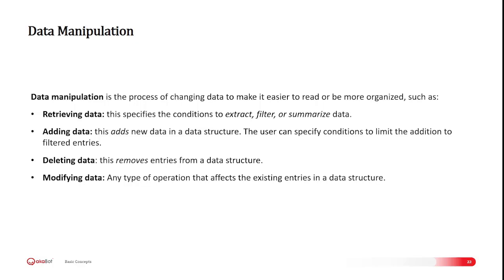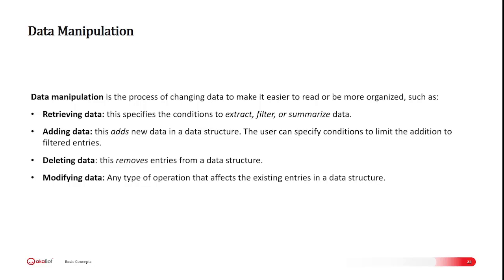Next, we have adding entries. With these operations, you can insert new elements into a data structure. You can even apply conditions to ensure only filtered items are added, keeping everything organized. Then we have deleting items. At times, it is necessary to remove particular entries. These operations allow you to delete elements from a structure based on specific criteria, ensuring the set remains clean and relevant.